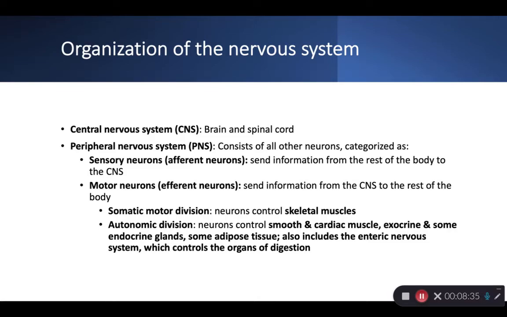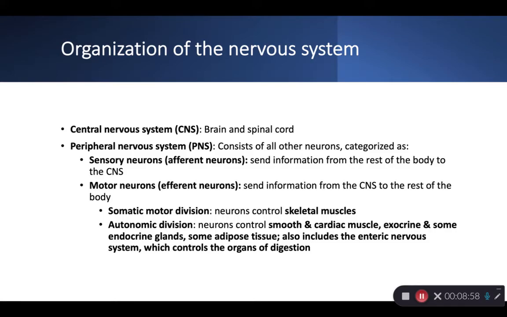So the way I always remember this is autonomic kind of sounds like the word automatic. So the autonomic division is going to control tissues that we control involuntarily, right? So your skeletal muscles, you decide that you want to move them, right? I'm gonna move my arm, right? I'm going to produce speech using my face and my respiratory muscles. So that's all part of the somatic motor division.